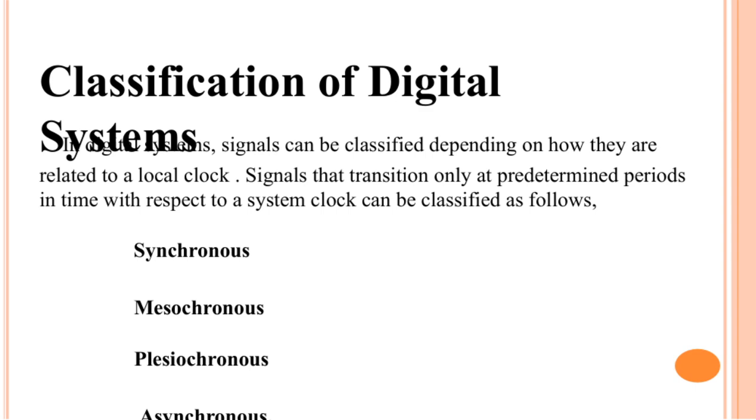Plesiochronous signals are almost synchronized, but slight differences in their clock frequencies can cause timing variations. Finally, asynchronous signals don't rely on the system clock at all and change independently, which introduces a different set of challenges and design considerations. Understanding these classifications is crucial for designing reliable digital systems.